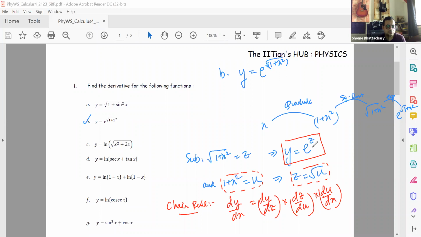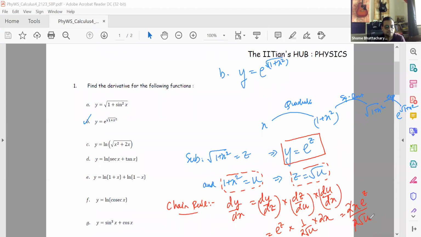So now, differentiation of e raised power z with respect to e raised power z is e raised power z. Okay. Differentiation of square root of u is 1 by 2 root u. Okay, and finally differentiation of u with respect to x is differentiation of 1 plus x square, which is 2x. So this becomes 2x e raised power z upon 2 times square root u. So even the 2 cancels out.